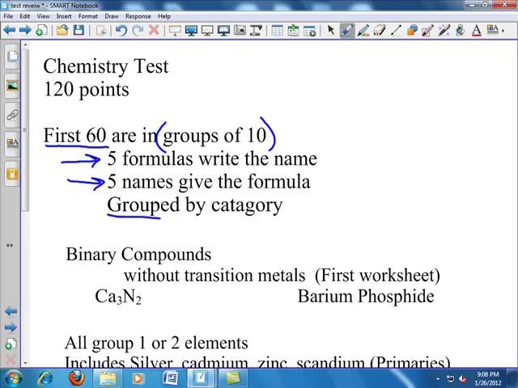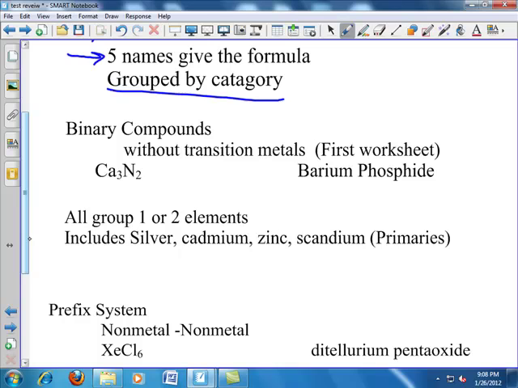Now, these first 60 are all grouped by the category that they are in. I'll give you an example. It might not necessarily be the first group on the worksheet, but one of the first things we did was just plain old binary compounds. These binary compounds are going to be without transition elements. So if you go back and look at one of the very first worksheets that we did, you can review these.